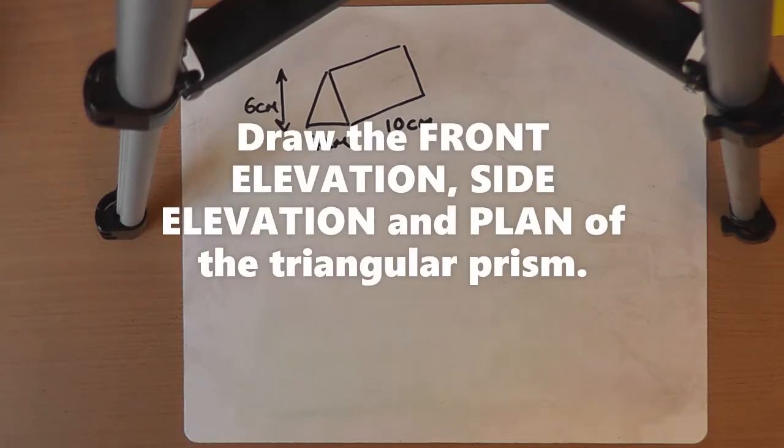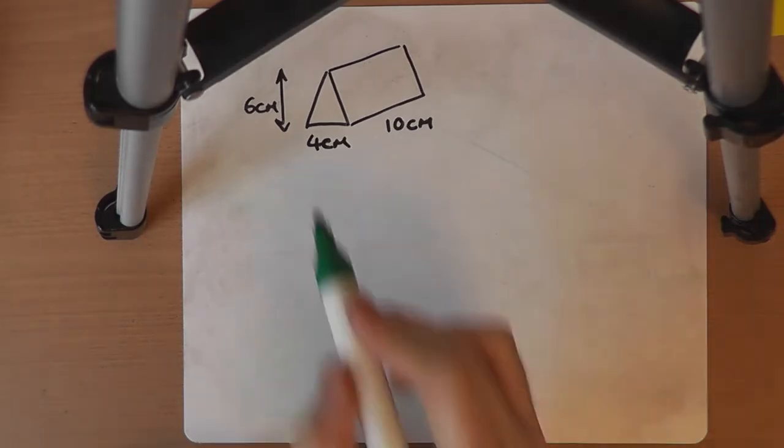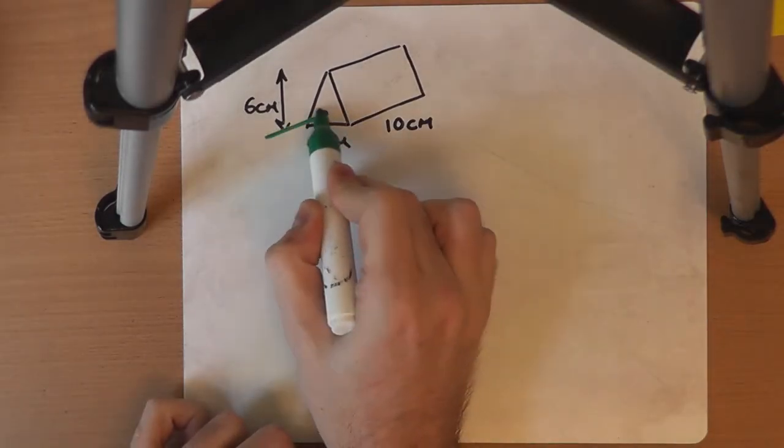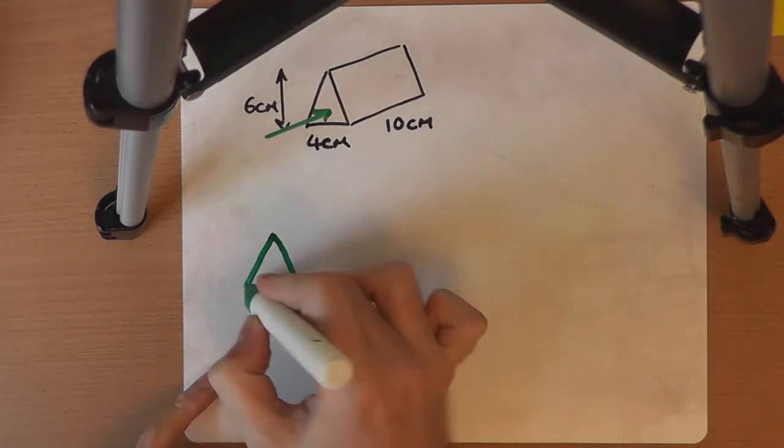Draw the front elevation, side elevation and plan of the triangular prism. It's a little bit more tricky this time, but we are still drawing the same 3 things. We could do the front elevation first, because the front elevation is usually the easiest one to draw. It's the one that's there flat on the page. The front elevation would be this direction here. It would simply be this triangle.